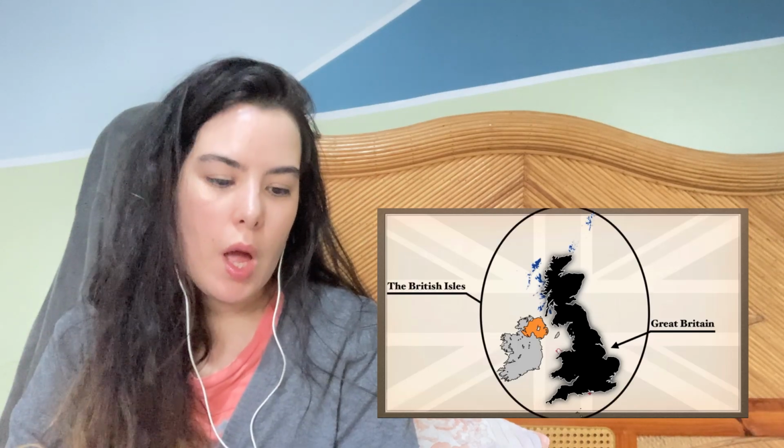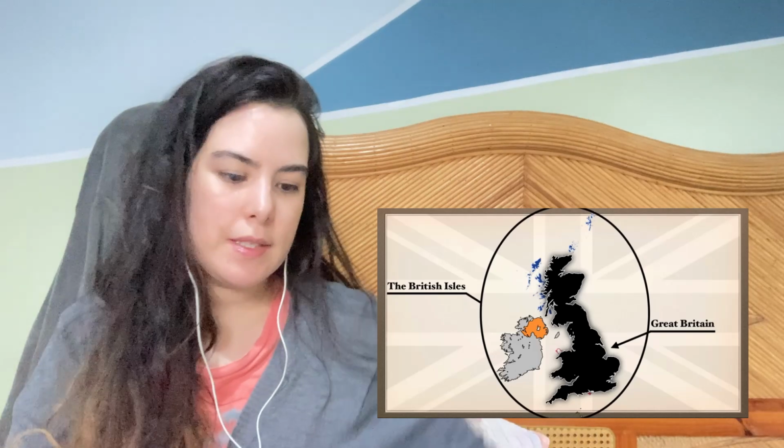Right here. The area covered in black is Great Britain. Unlike England, Scotland, Wales, and Northern Ireland, Great Britain is a geographical rather than a political term. Great Britain is the largest island among the British Isles. Within the United Kingdom, the term Great Britain is often used to refer to England, Scotland, and Wales alone, with the intentional exclusion of Northern Ireland.